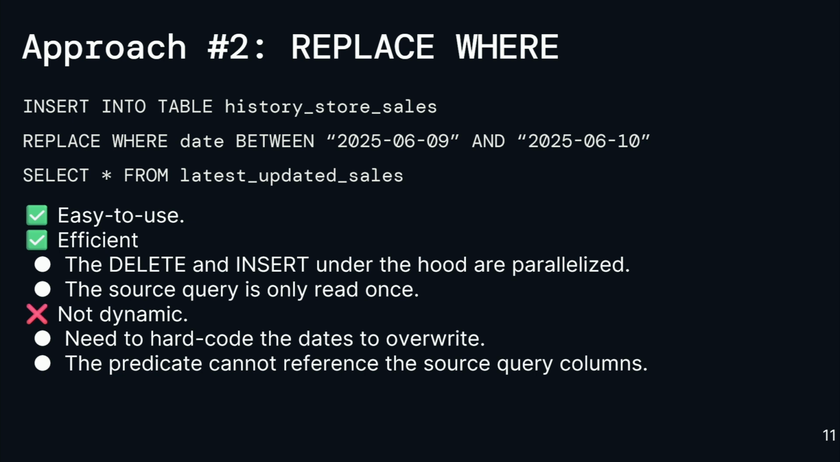But however, the solution is not dynamic. You need to hard code the date to overwrite, so you need to constantly update the graph filter to only overwrite the latest change date partition. So this practically makes it unusable. And also, the predicate cannot reference the source query columns. What I mean by the source query is the select star from latest updated sales. So this means that you cannot add a subquery in the where filter to automatically fetch the latest change date partition.